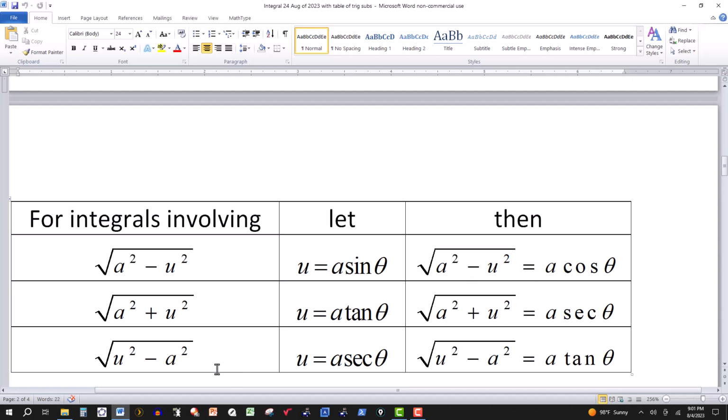And you have one over here for the square root of u squared minus a squared. There's your substitution. When you plug into this radical expression here, it simplifies to a tangent of theta. Now for this problem on this video, we'll be using the middle one here, the square root of a squared plus u squared. And we're going to let u equal a tangent of theta. Same thing as saying tangent of theta is equal to u over a. Or if you're looking at an acute angle for a right triangle, it's the opposite over the adjacent. And that simplifies on the far right here to a secant theta.